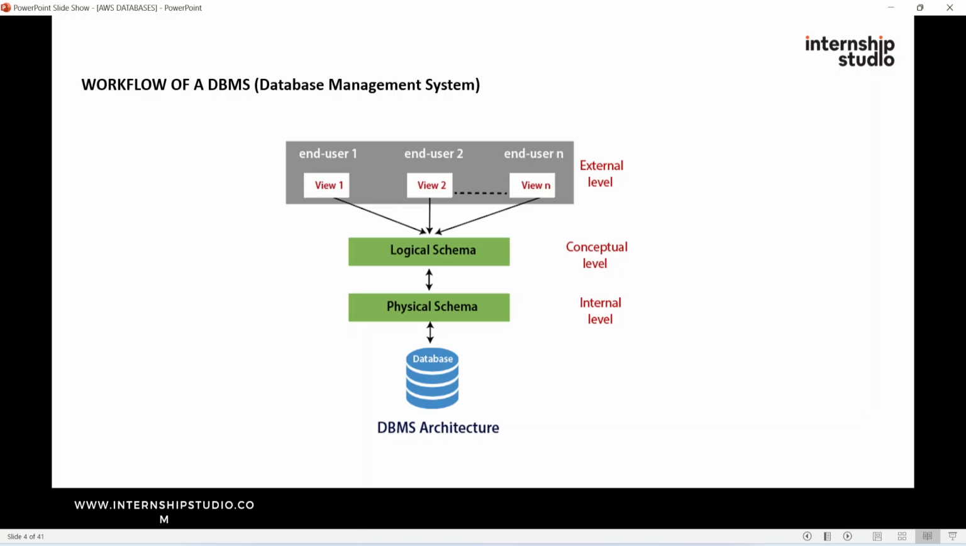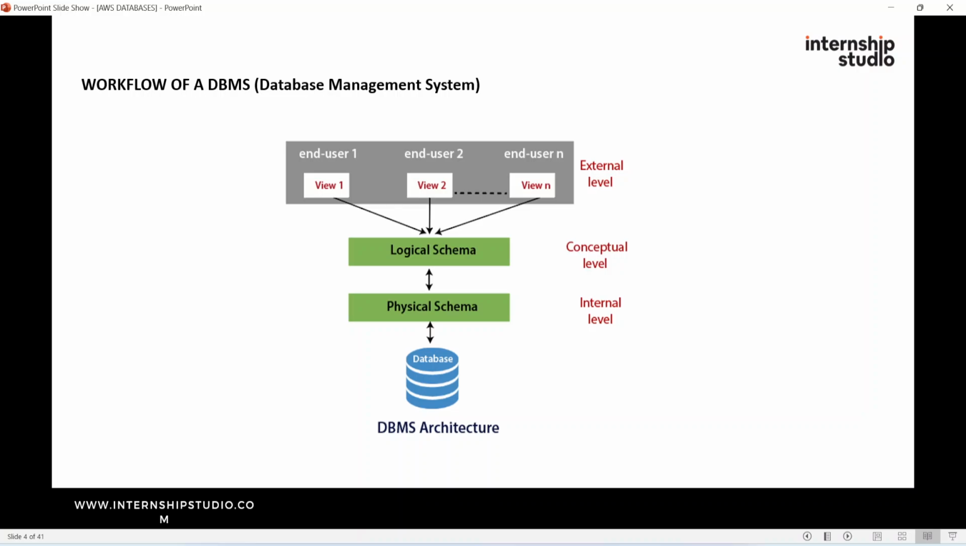Coming to the last level, which we have, the internal level. The internal level, also known as the physical schema, you can say, deals with the way data is stored, indexed, and retrieved at the lowest level of the system. It is concerned with optimizing performance, storage structures, and access paths to ensure efficient data processing. The internal level translates the logical schema into a format that the computer system can understand and manage.